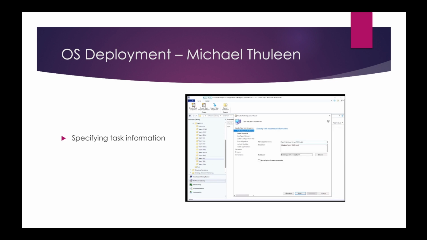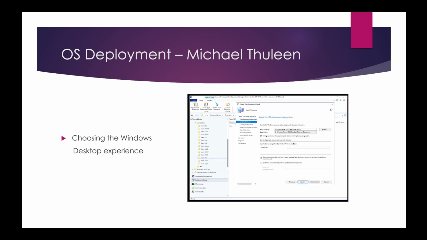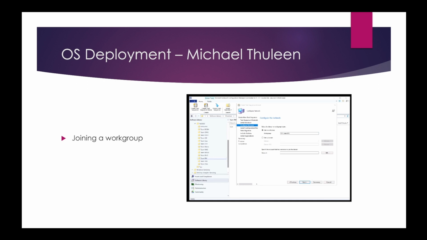I did task one, so to make it easy, I just named it Task one Windows Server 2022 install, default settings. On the install a Windows operating system, I selected number 2 so that the user would have a desktop experience instead of just command line. The rest of it's default. Because I didn't have domain credentials, I just did Thuleen workgroup.